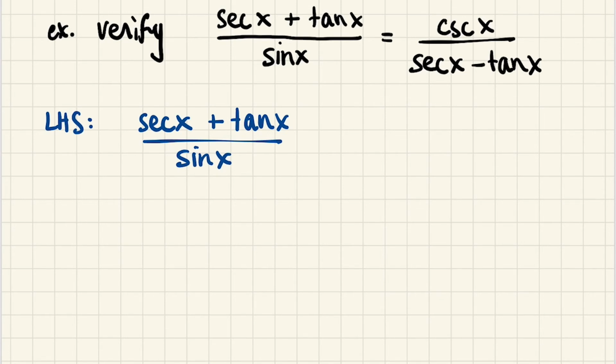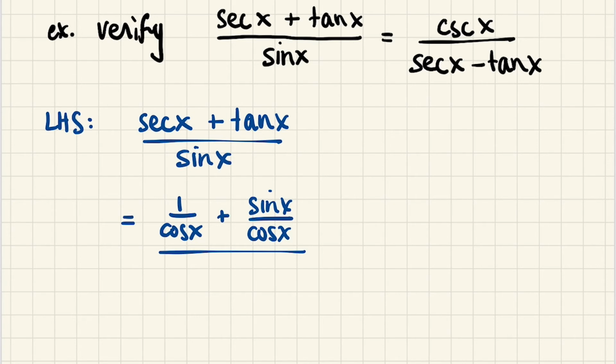All right, so what can we do to this thing? Well, it's not terribly obvious, but one thing we can always do is write everything in terms of sines and cosines and just see what happens, right? So secant is 1 over cosine of x. Tangent is sine of x over cosine of x. And sine of x in the denominator is already written in terms of sine and cosine, so we'll leave it alone.